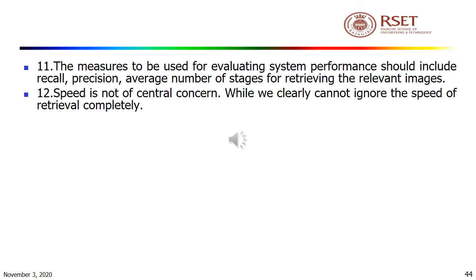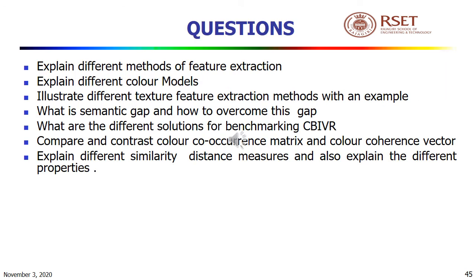And the last two benchmarking recommendations are that the measures to be used for evaluating the system performance should be recall, precision, and the average number of stages for retrieving the relevant image. And the next one, speed is not a critical concern, but we can't ignore the speed of the retrieval completely. So let's see some of the important questions that we can expect for the exams.